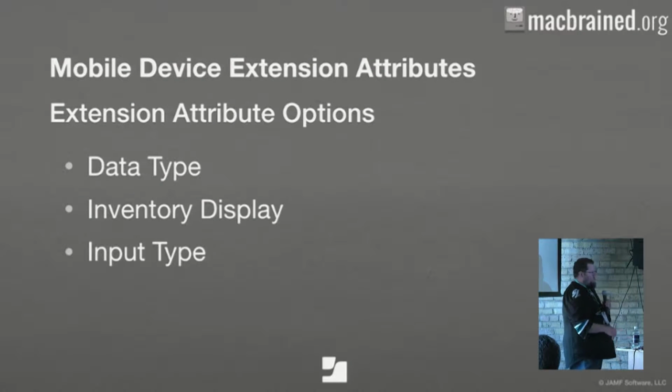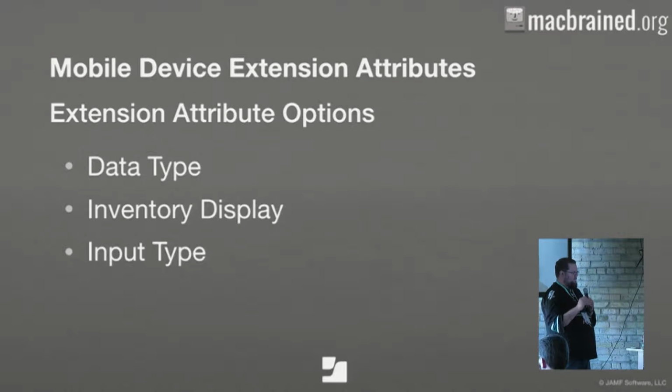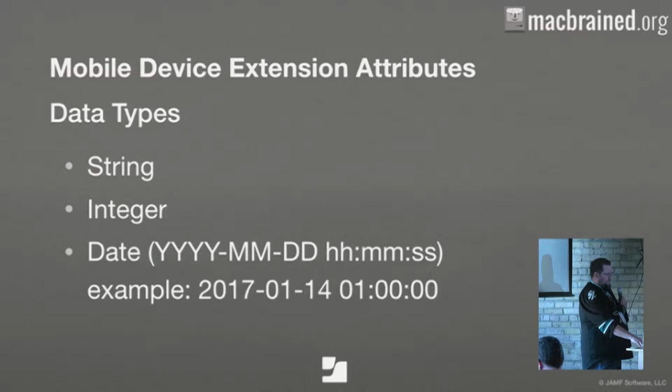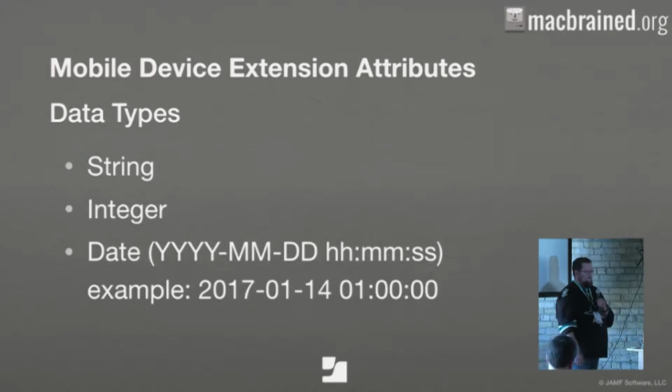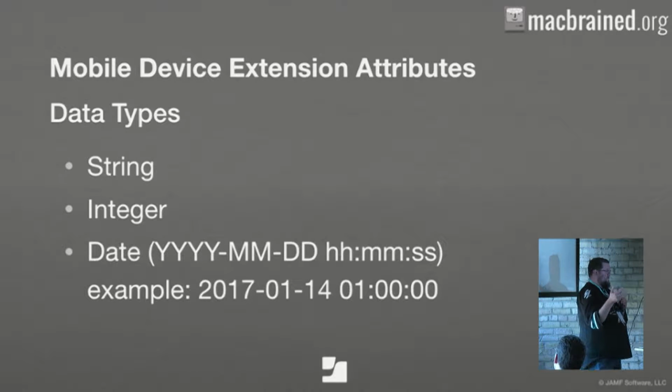When we get over to mobile device extension attributes, we start getting a little bit more information we can choose on here. So we still have data type. Then there's the inventory display, and that's where in the mobile device record this information is going to show up. And then there's still the input types. So the data types we have here, same as before. We have the string, we have the integer, the number, and we have a date.